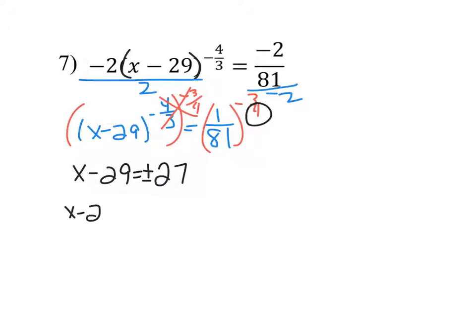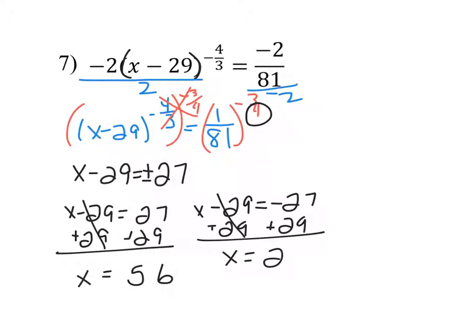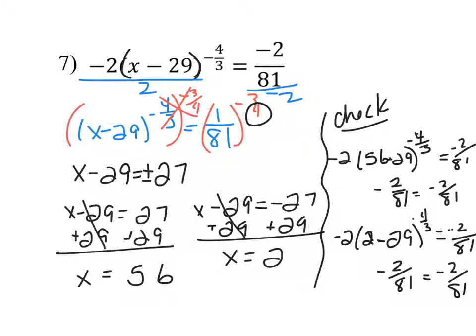So it's x minus 29 equals 27, and x minus 29 equals negative 27. And we solve. So x equals 56, and x equals 2. And then take a second and check. All right, so that works. Check, check. Awesome.